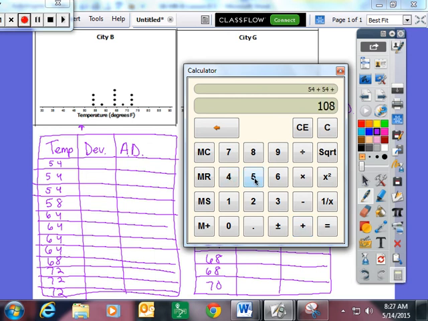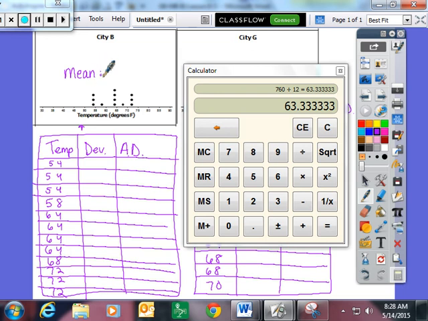54 plus 54 plus 54 plus 58 plus 64 plus 64 plus 64 plus 64 plus 68 plus 72 plus 72 plus 72. That gives you a sum of 760. And I believe there's 12 numbers. 1, 2, 3, 4, 5, 6, 7, 8, 9, 10, 11, 12. We're going to divide 760 by 12, and it's going to be a mean of 63.33333. The mean temperature for city B is 63. I'm going to round it in order to make the rest of this lesson a little easier.